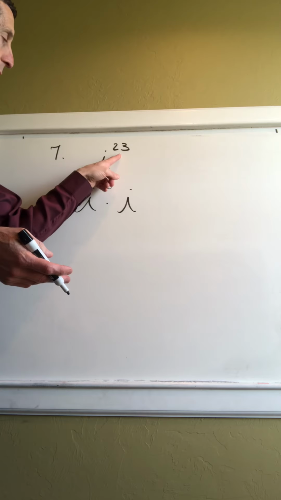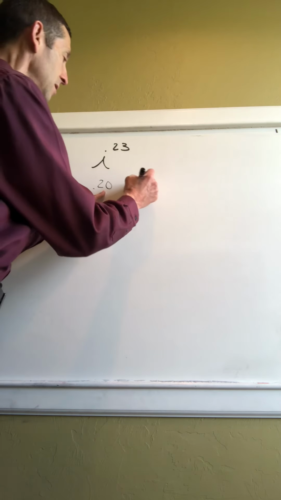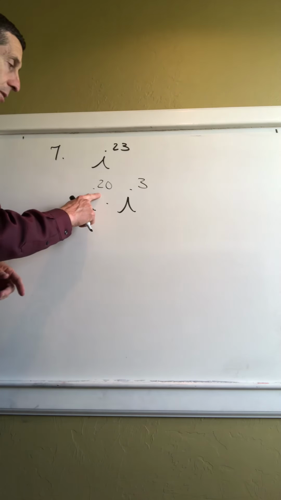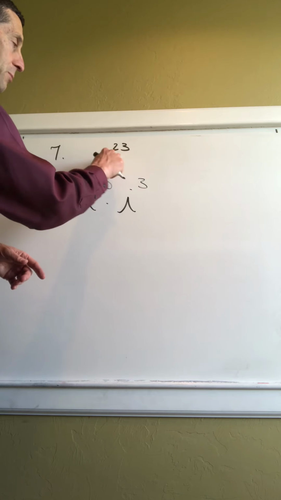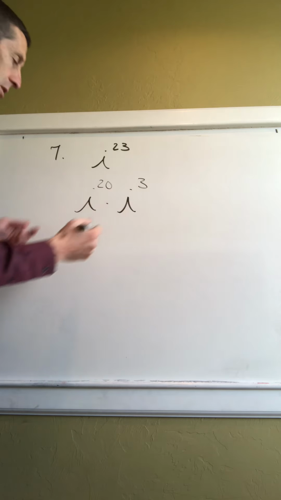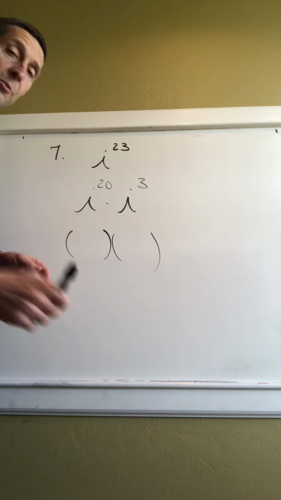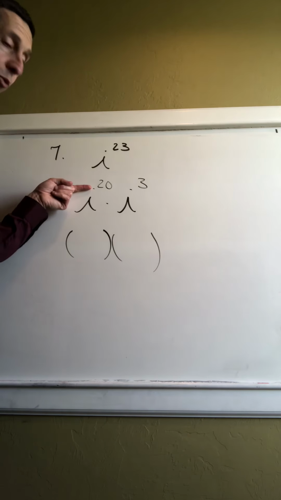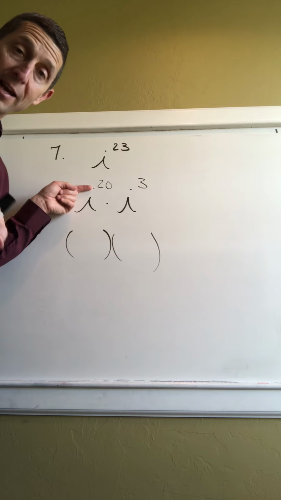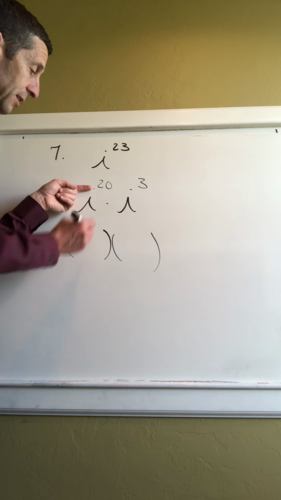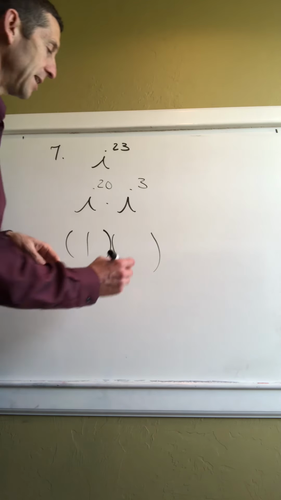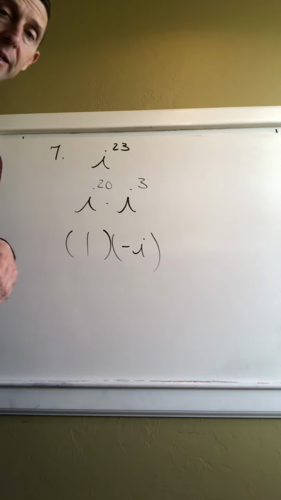Now if there's 23 of them, you subtract 20, you have 3 left for the second I. So I to the 20th and I to the 3rd is what I to the 23rd becomes. So you take 23 and you split it into 2 parts. But watch this move. I to the 20th is a multiple of 4. What does every multiple of 4 turn out to be? +1. And then I to the 3rd is equal to -I.